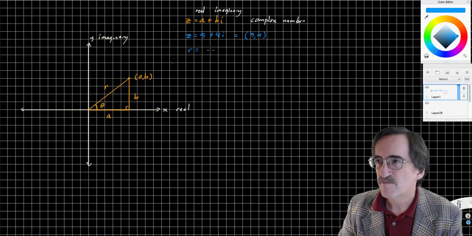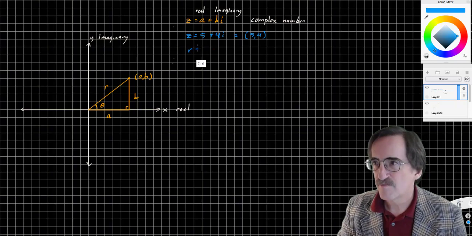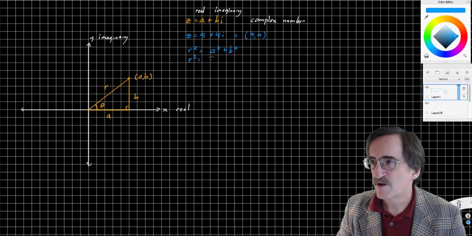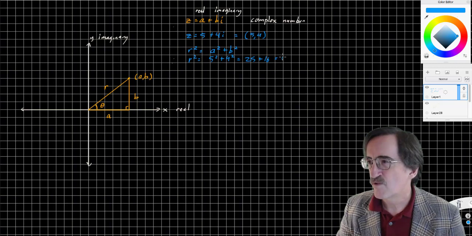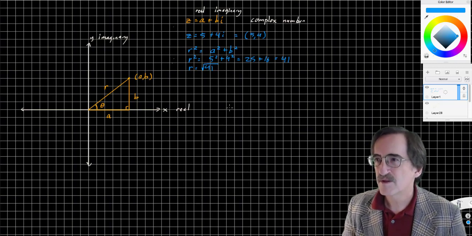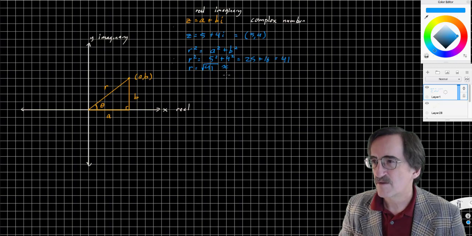So r, by the Pythagorean theorem, r squared is a squared plus b squared, because the Pythagorean theorem applies. Well, r squared is 5 squared plus 4 squared, which is 25 plus 16, which is 41. So r is the square root of 41. We'll leave it as the square root of 41.